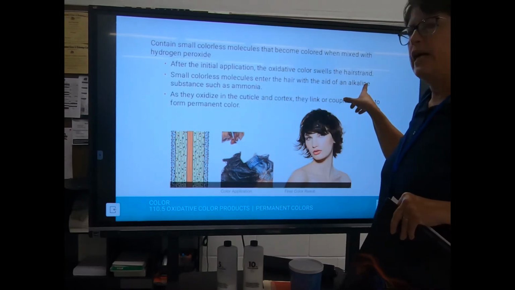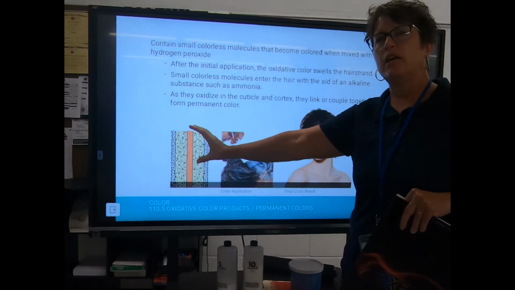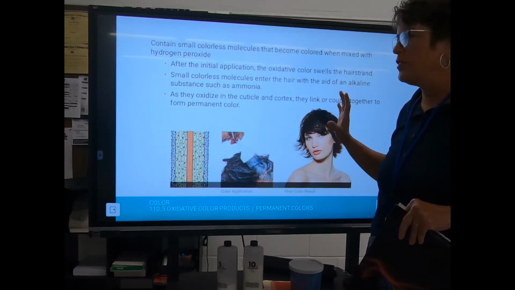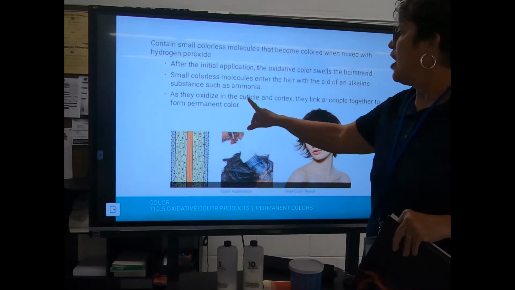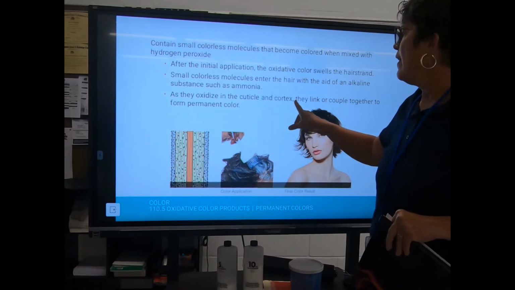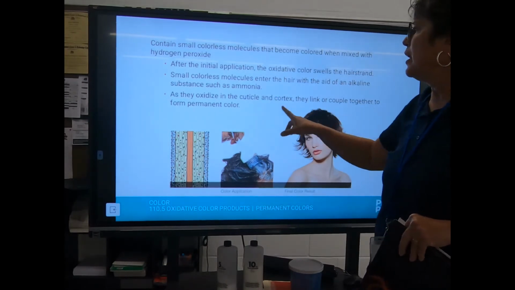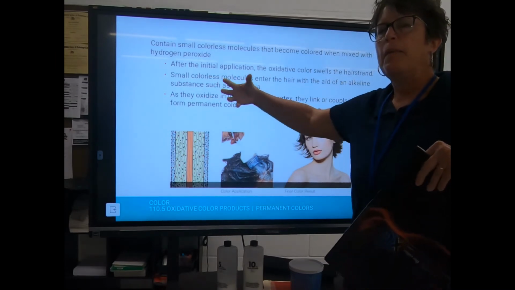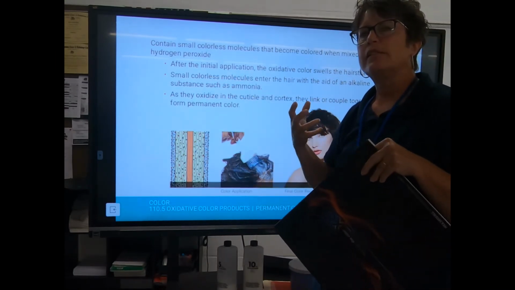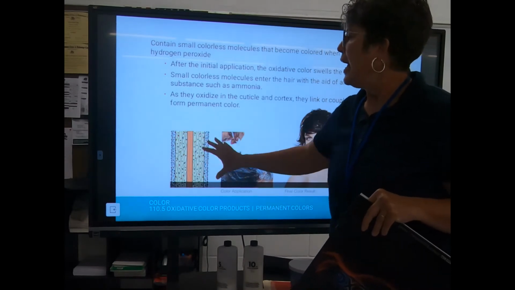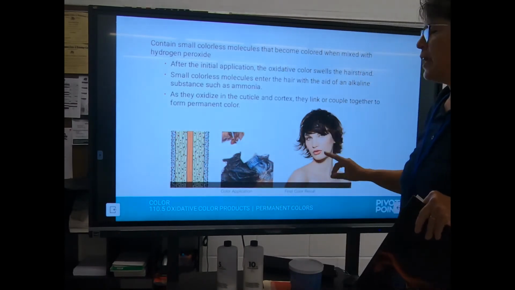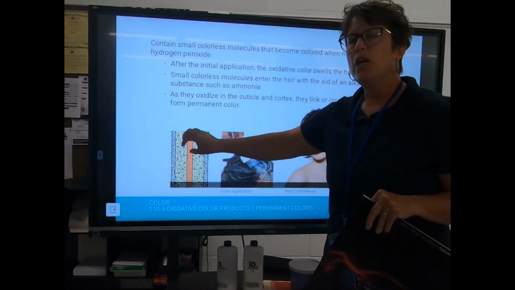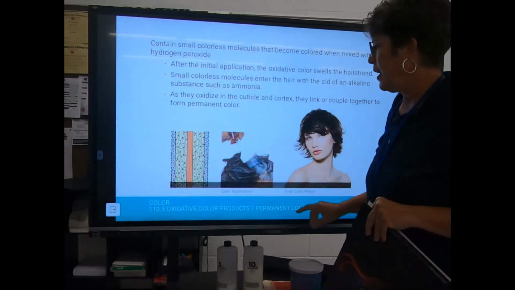It's alkaline. Remember, our hair, skin, and nails is acid. We need alkaline substances to have this work. As they oxidize in the cuticle and the cortex, they link or couple together to form permanent color. Okay, so first they're colorless, but then the developer causes the color to come out, and that's how you change and get a new hair color. Okay, they become large and they can't get back out again.